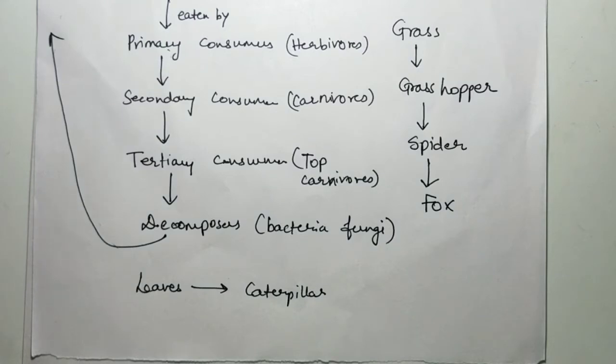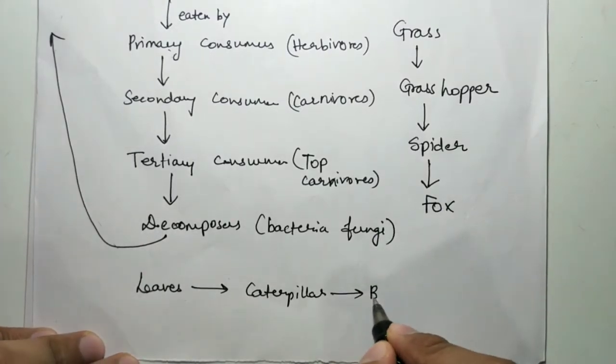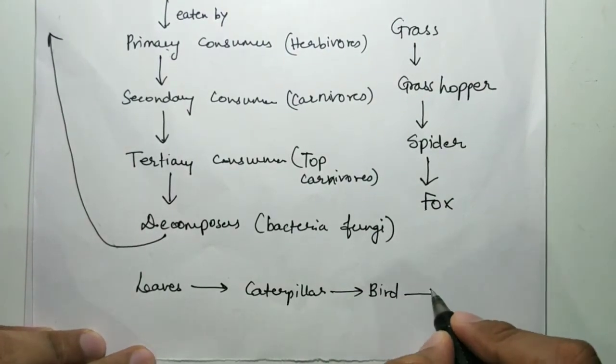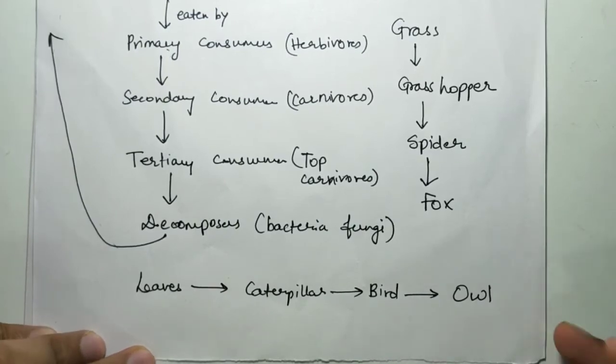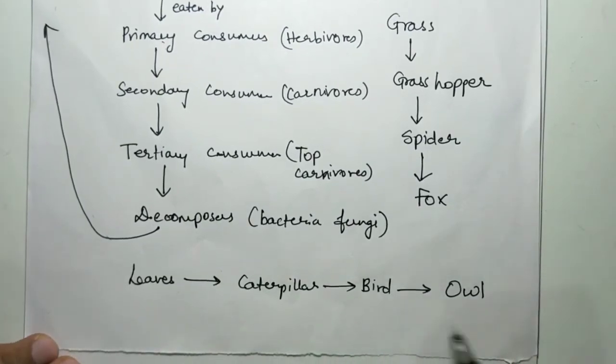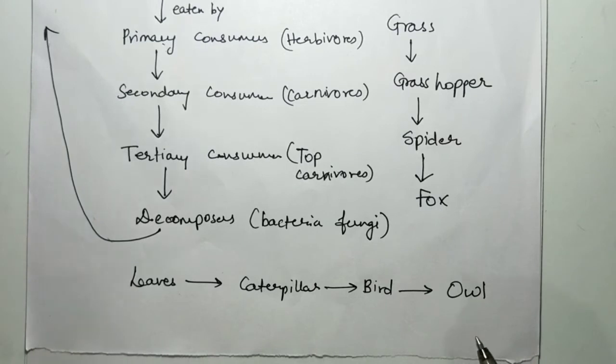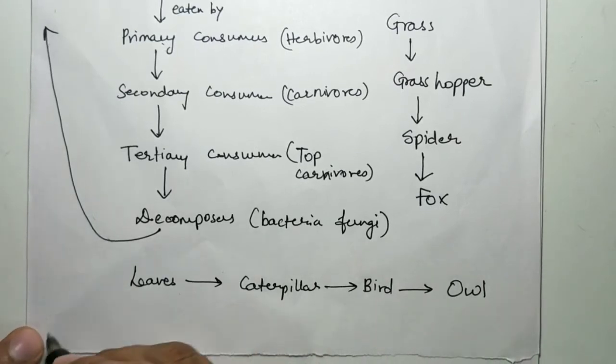Now these caterpillars are eaten by some bird. Let's say some bird consumes these caterpillars. Then birds are eaten by a bigger owl. Owl is very dangerous. It feeds on different birds. Now this type of food chain can also take place in water.